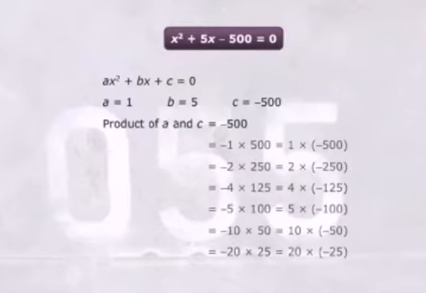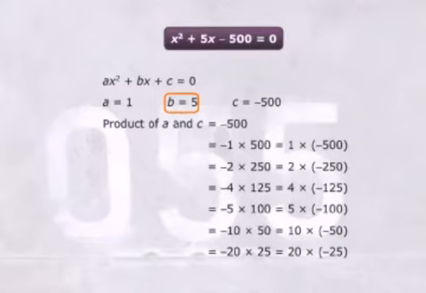Now the first step is to multiply a and c. So what is the product? That's 1 into minus 500, or minus 500. Now we need to list all the factor pairs of this number. So what are the factor pairs of minus 500? Don't worry, let me write them down for you. There. Now look at the value of b.